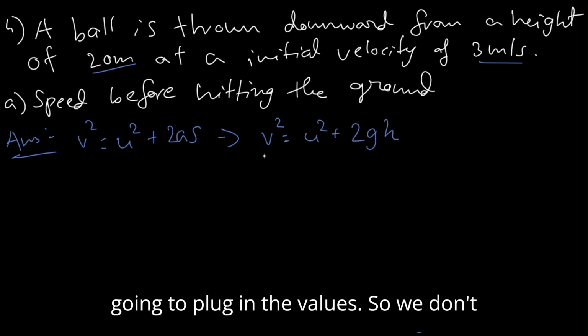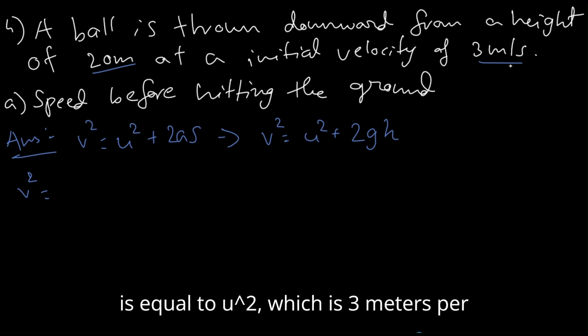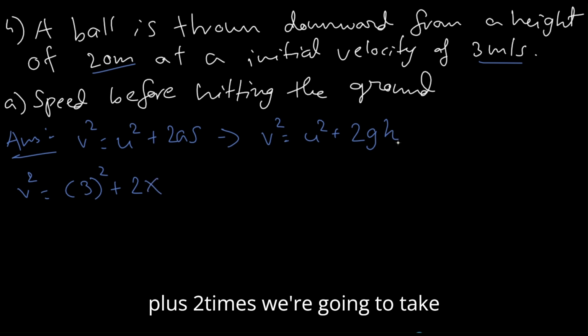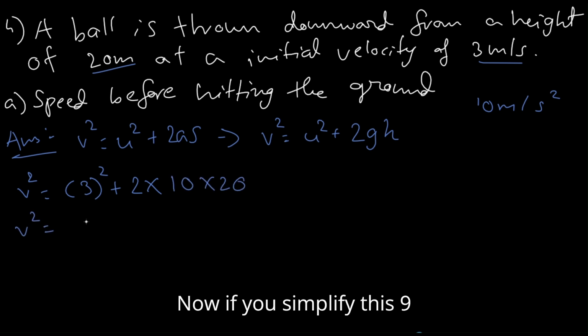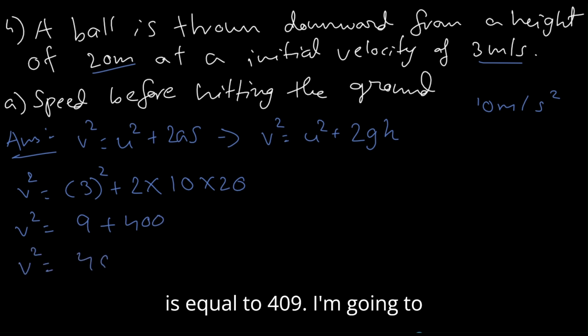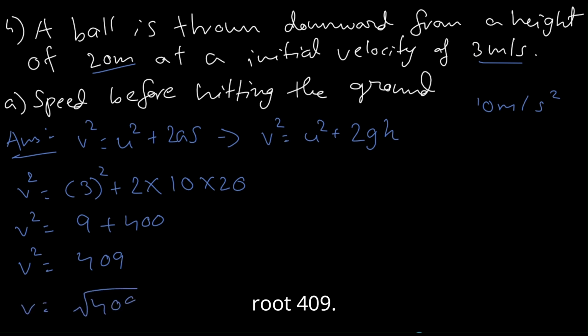Now we're going to plug in the values. So we don't know v squared, so we'll just write it as v squared is equal to u squared, which is 3 meters per second, 3 whole squared, plus 2 times, we're going to take g as 10 meters per second squared, times 20. Now if you simplify this, 9 plus 20 times 20 is 400. So v squared is equal to 409. You're going to shift the square root, so v is equal to root 409, which is 20.22 approximately.